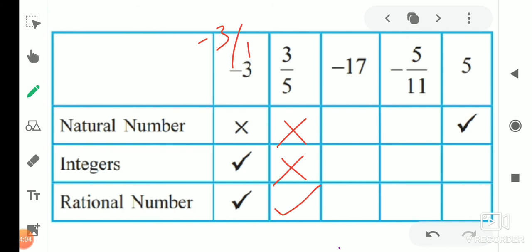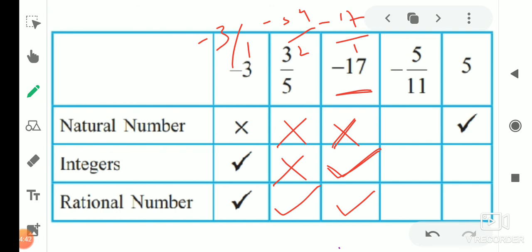Now minus 17, is it a natural number? No, because natural numbers start from 1. They are all positive and this is a negative number. Is it an integer? Yes, it is an integer number. Is minus 17 a rational number? Yes, it is a rational number because we can write minus 17 as minus 17 upon 1. We can write minus 17 as minus 34 upon 2. We can write minus 17 in different forms. So it is a rational number.